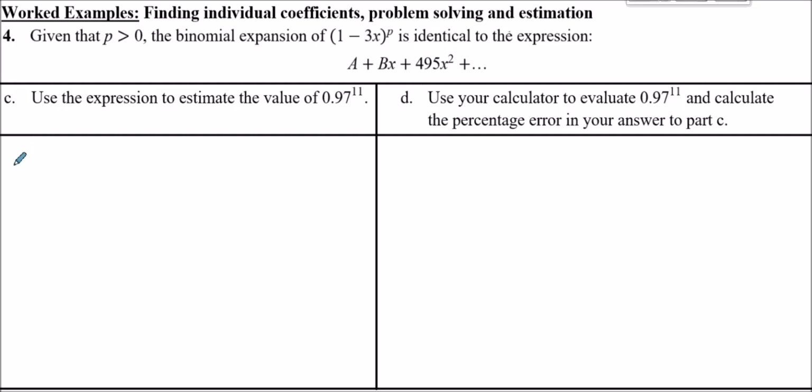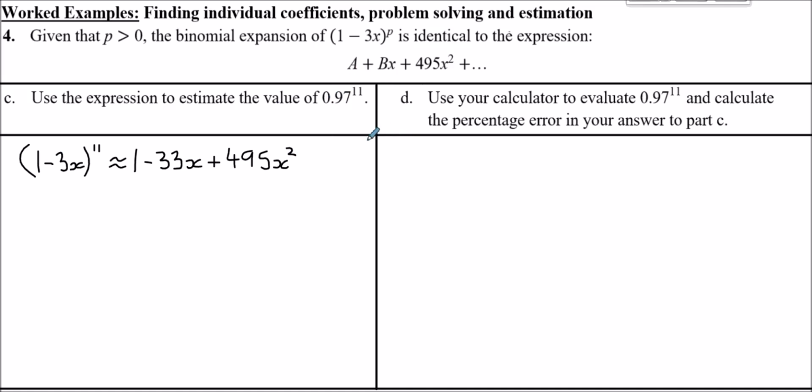So just to remind us from what we had from part B, we worked out that 1 minus 3x to the p, where p we worked out was 11, using this curtailed, truncated expansion, it's roughly equal to a, which we worked out was 1, plus bx, where b was minus 33, so 1 minus 33x plus 495x squared. But obviously here we want it to be 0.97.